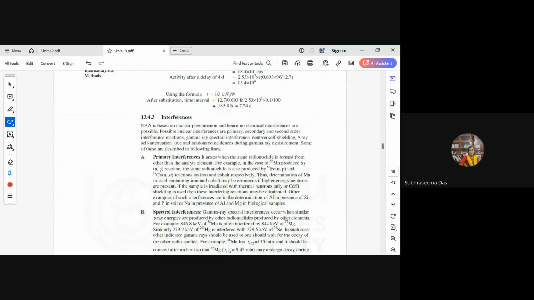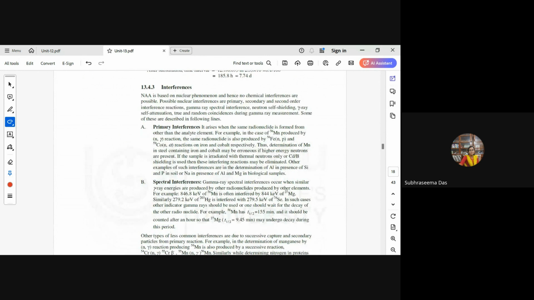Now coming to interferences. Since neutron activation analysis is based on nuclear phenomena, no chemical interferences are possible. But nuclear interferences of primary and secondary order, gamma ray spectral interferences, neutron self shielding, gamma ray self attenuation, and other such interferences may occur.